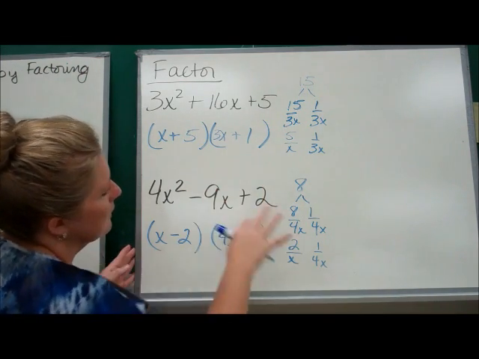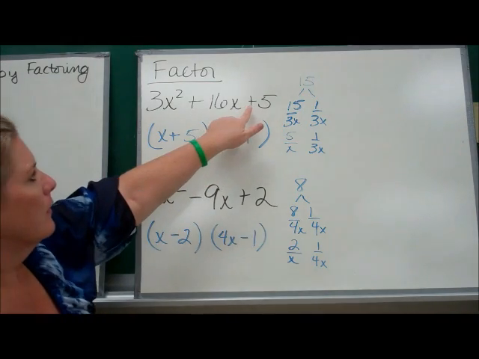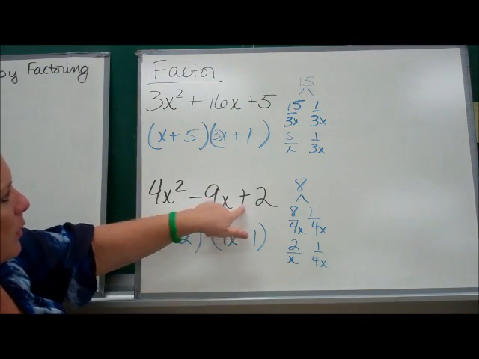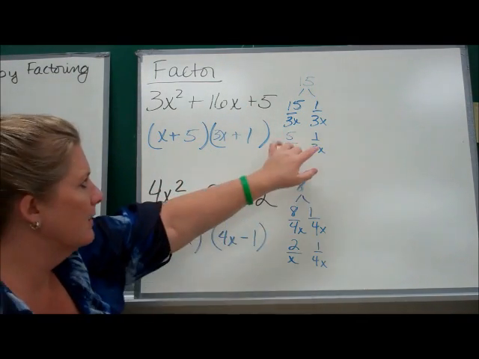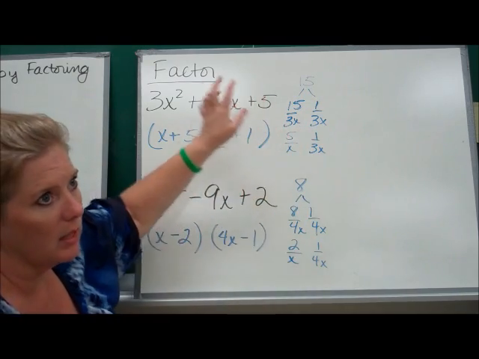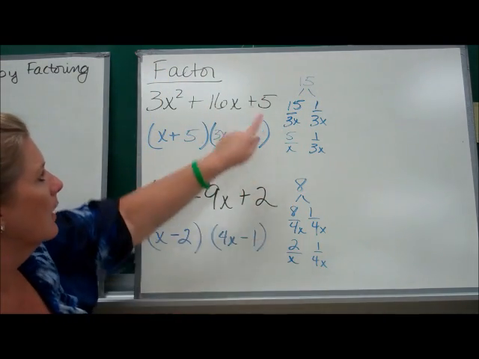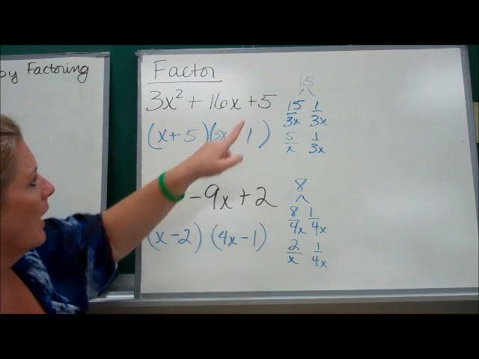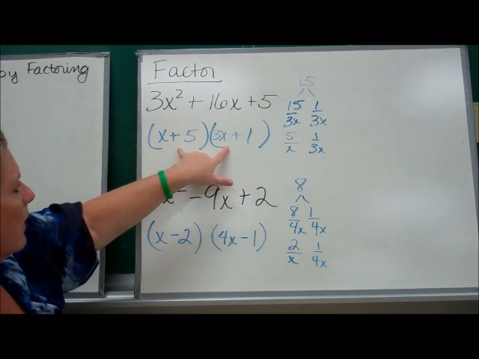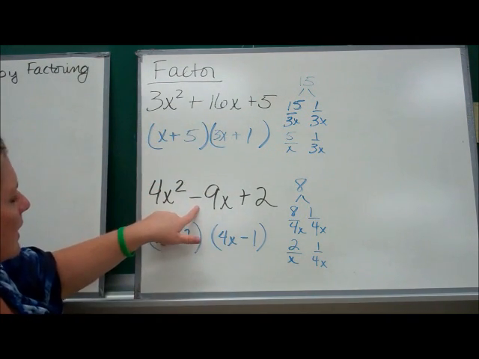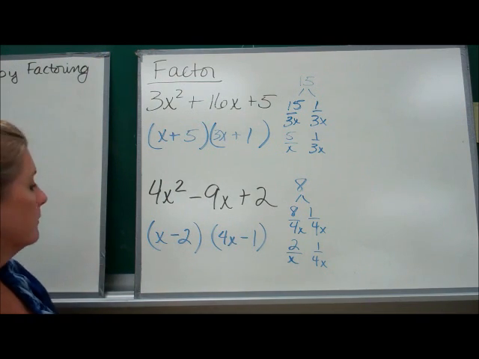Notice on these two problems, the third term was being added for both, so I didn't really do the sign thing. This one's greater than that, so we don't deal with that. If the third term is being added, then both of your binomials will have whatever this sign is here.